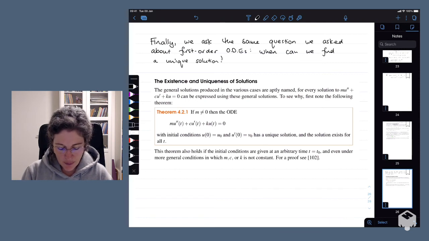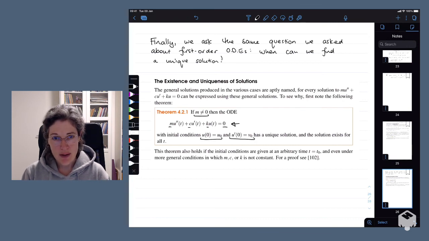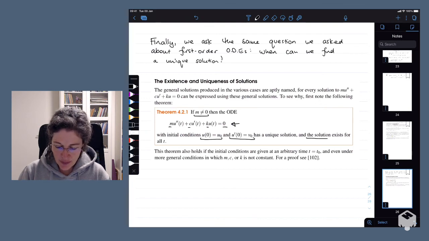If you definitely have a second order equation, so m not equal to 0 is ruling out the case where you don't have a second order equation, and the equation is constant coefficient, homogeneous and linear, then you can always find a unique solution for any initial conditions. That's pretty straightforward. In fact, it's even more straightforward than it was for the first order equations, and delightfully, and this is something we haven't even talked about, the solution exists for all t. So these second order equations are the best possible case scenario.